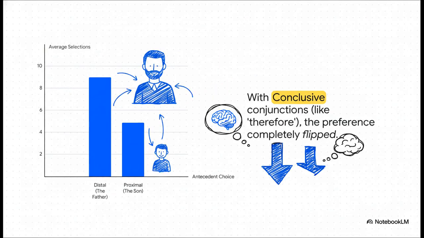But now, watch what happens when you swap that word out for a conclusive one, like therefore. The father praised the son, therefore he... Whoa, the pattern completely flips. All of a sudden, readers overwhelmingly chose the noun that was further away, the distal one, the father. The word therefore seems to point us back to the cause, the original person who started the action.